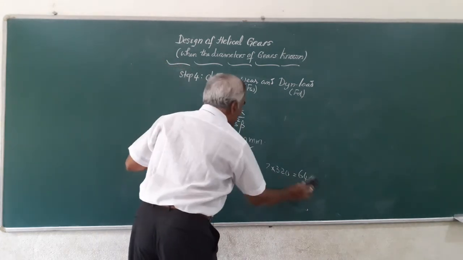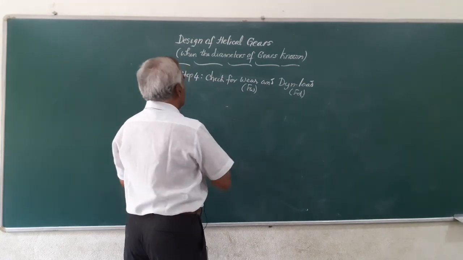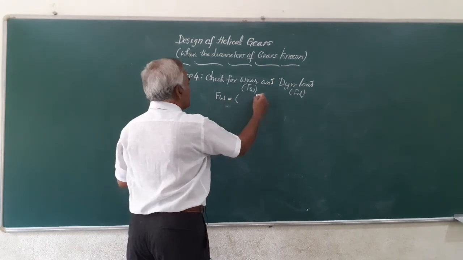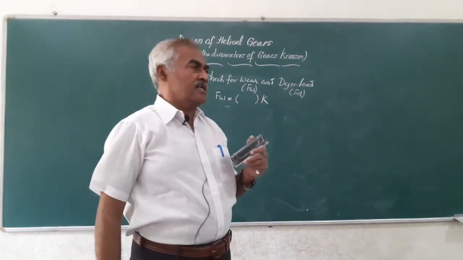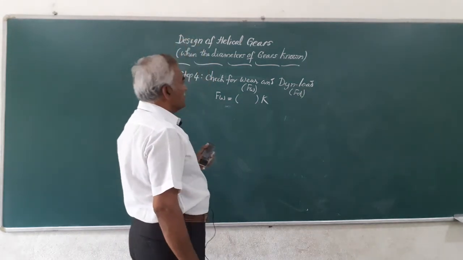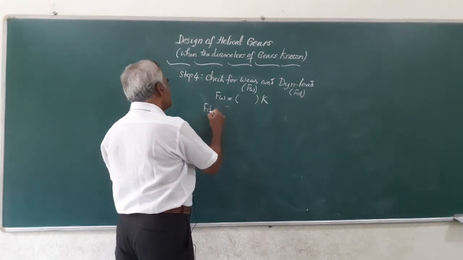So, finally, with the substitution of these values, you are going to get Fw, the wear load, in terms of k, where k is called the load stress factor, and that has to be calculated by equating these two. Friends, now let us see what is the dynamic load Fd.